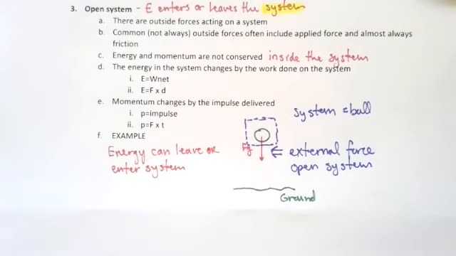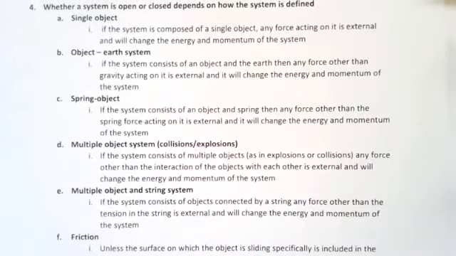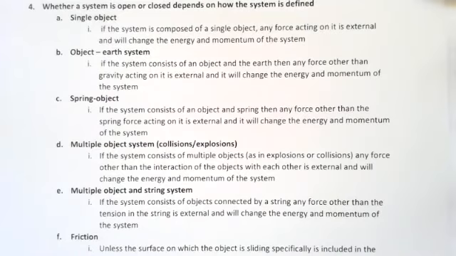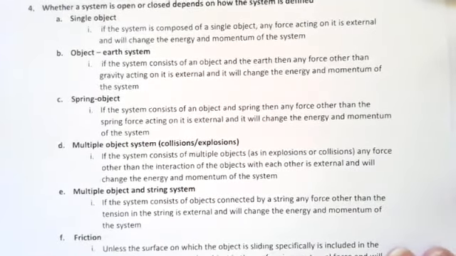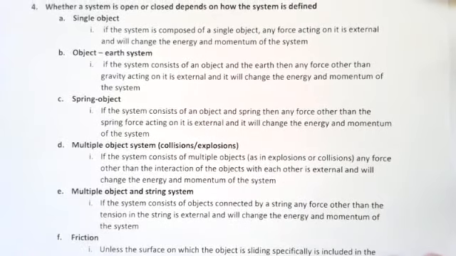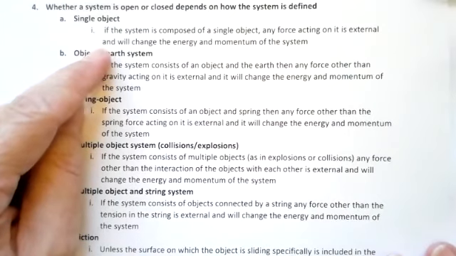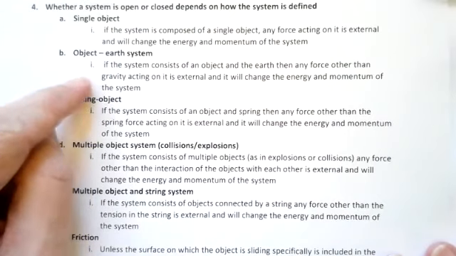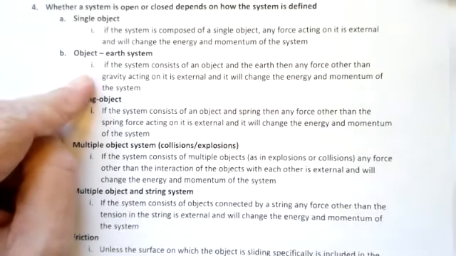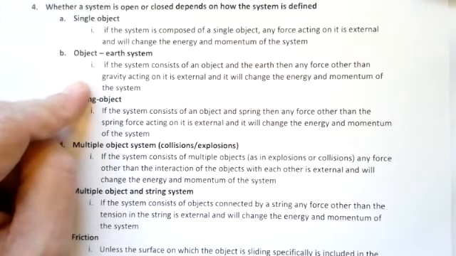All right, then on the second page, you have some examples. I'm going to switch sheets here. So what we have restated is that whether a system is open or closed depends on how the system is defined. If it's a single object, like the ball with the dashed line around it where we didn't include the ground, any force acting on it will change the energy and momentum of the system. That's what we saw in our second example. Object-Earth: if the system consists of an object and the Earth, then any force other than gravity acting on it is external and will change the energy and momentum of the system.